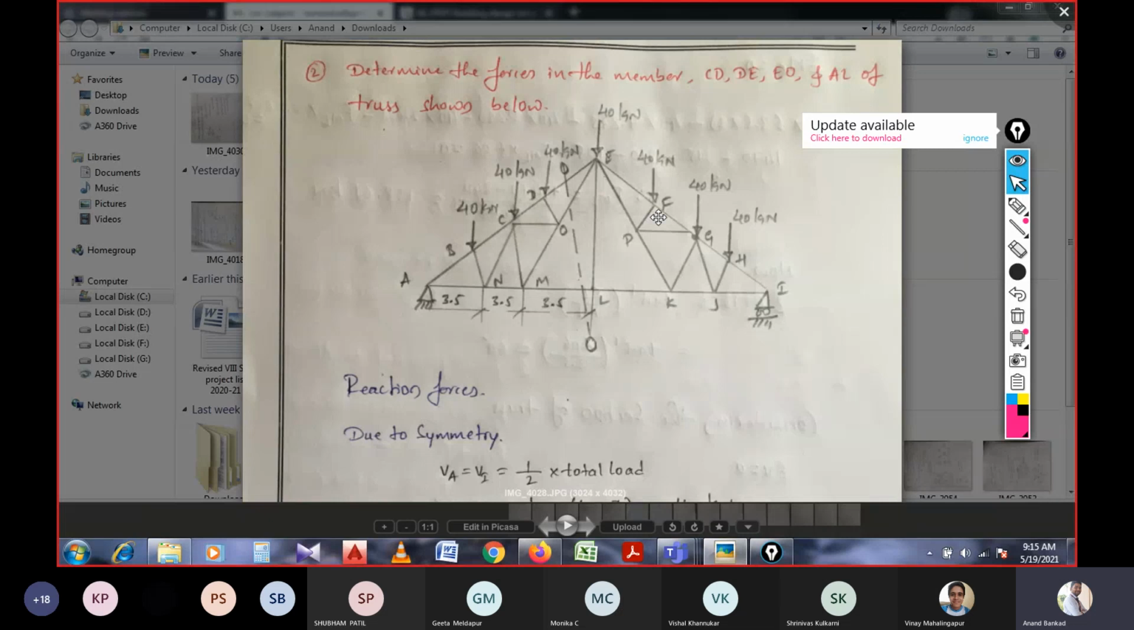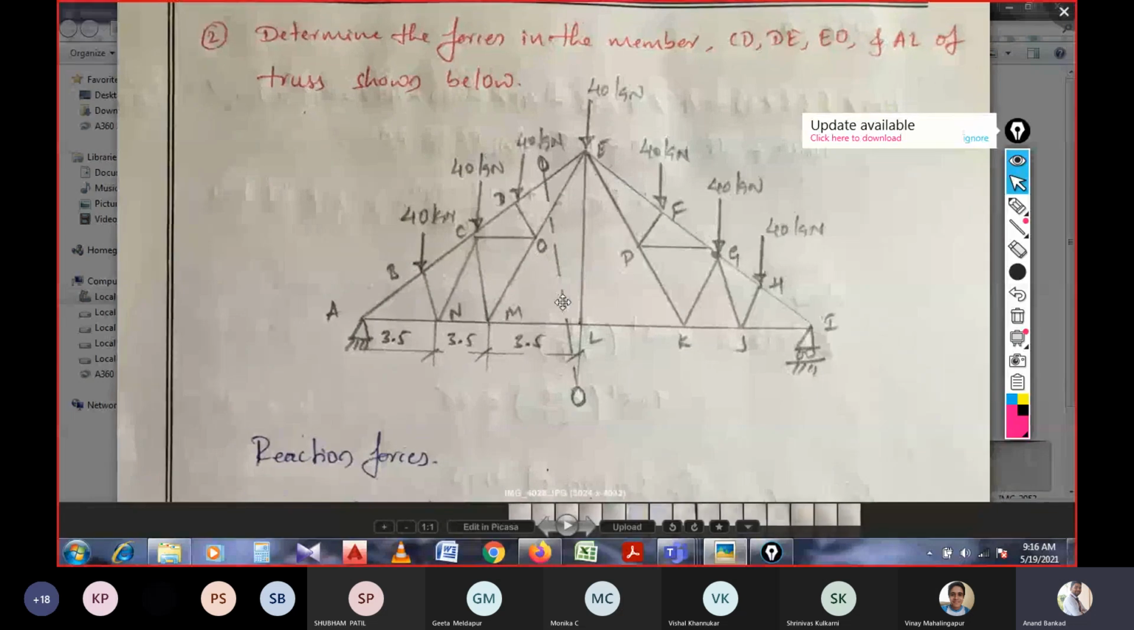Why we have referred to the method of section is because no joint is free, or no joint is having only two unknowns in the previous problem. That is one case where we need to move to the method of section. Apart from that, we have another case, which is whenever the truss has a number of members and the question is to calculate the forces only for a few members in a huge truss. In that case, we need to move on to the method of section itself. If you observe this truss, there are many members.